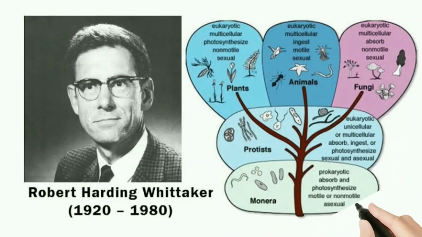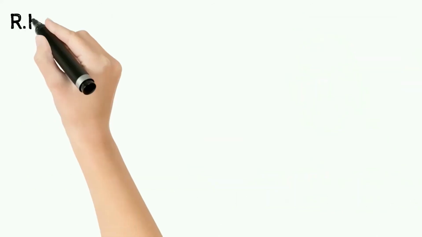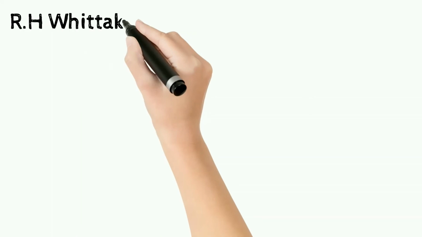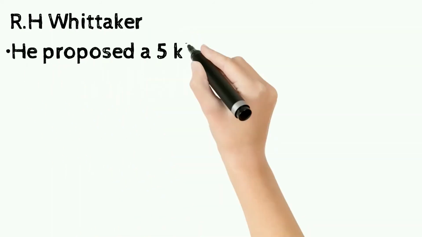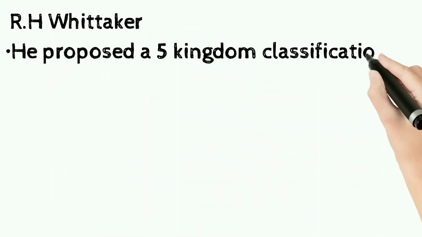R. H. Whittaker. R. H. Whittaker was the first to propose the five kingdom taxonomic classification of the world's biota into the Animalia, Plantae, Fungi, Protista, and Monera in 1969.